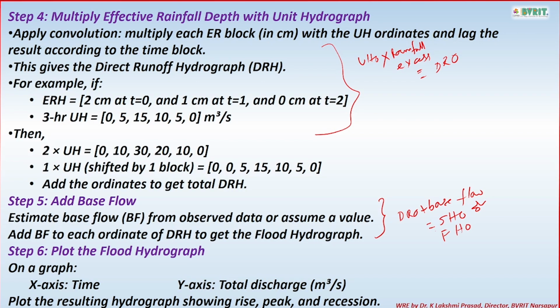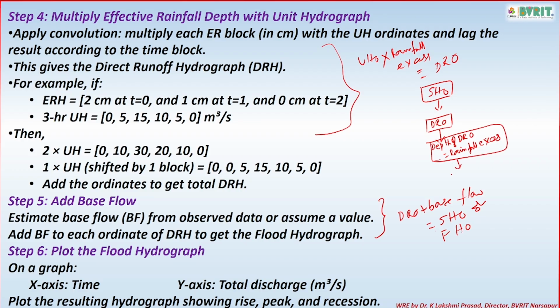If you just recollect the previous one, what was given? The storm hydrograph is given to you. From the storm hydrograph, what have we done? You subtracted base flow and found the direct runoff. Then from direct runoff, you found the depth of direct runoff, which is nothing but the rainfall excess. Then naturally the UH ordinate is equal to the DRO divided by the depth, the rainfall excess. This is what we did in the beginning.